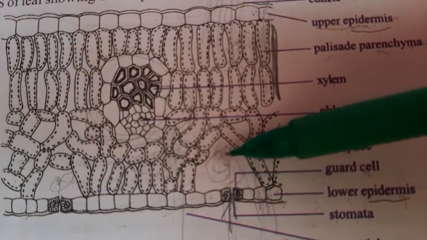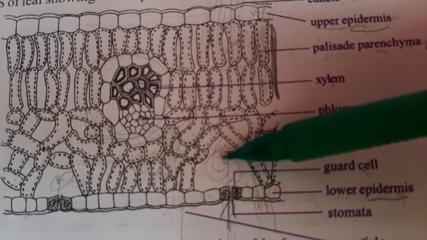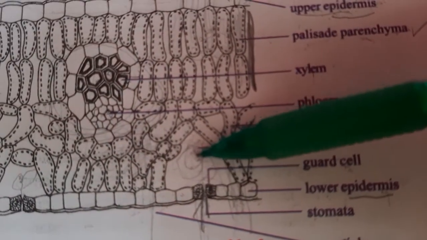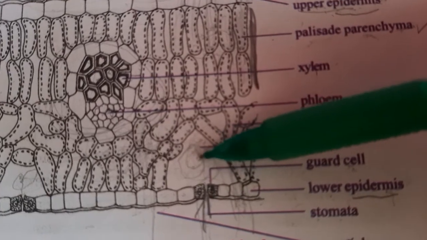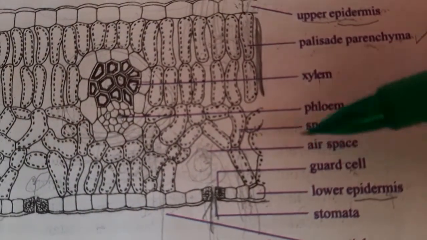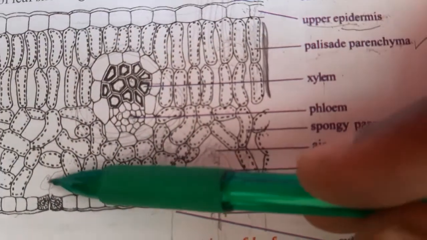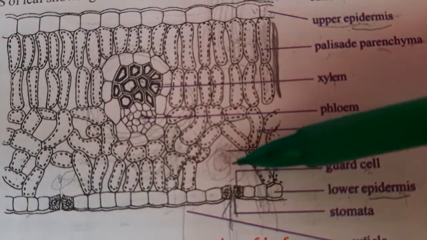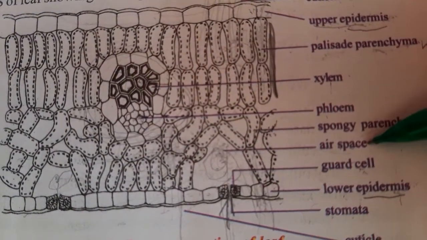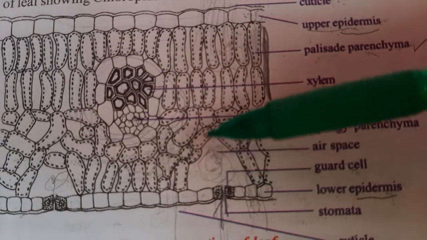Now come to the next part. So observe this space, big space. It is meant for air. So it is nearer to the stomata. Here also you can observe. So these are called air spaces.